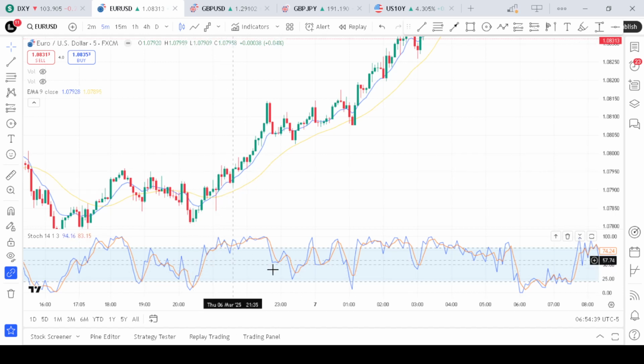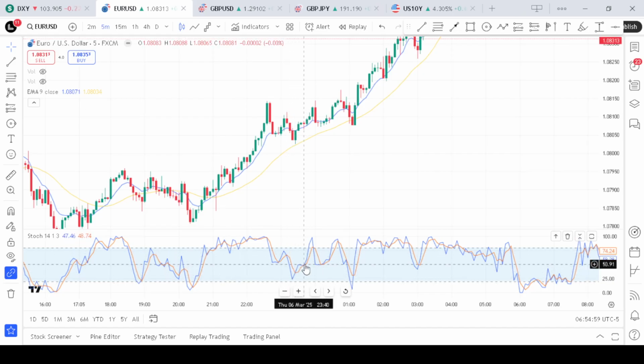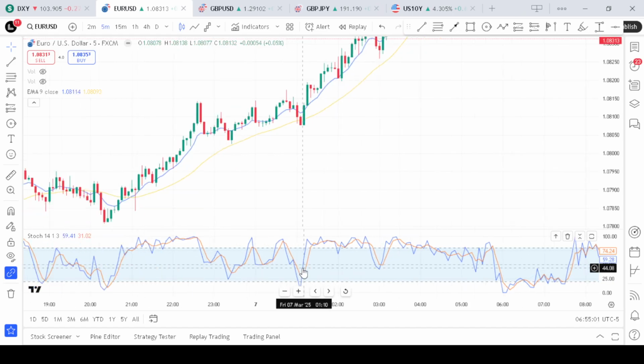That is, it has to be moving above the 20 level on the stochastic indicator, because below 20 is an oversold zone. So once it's going above the 20 region on the stochastic, it means that we are going into an uptrend.